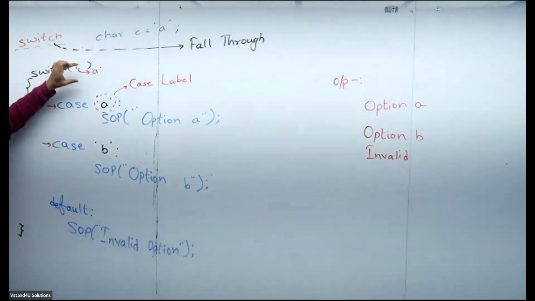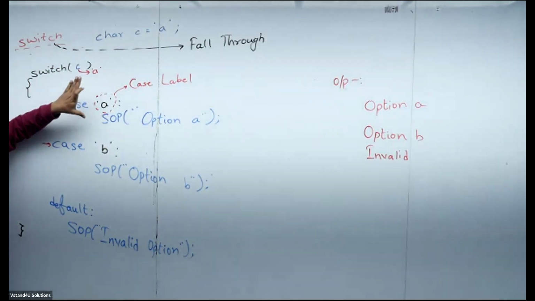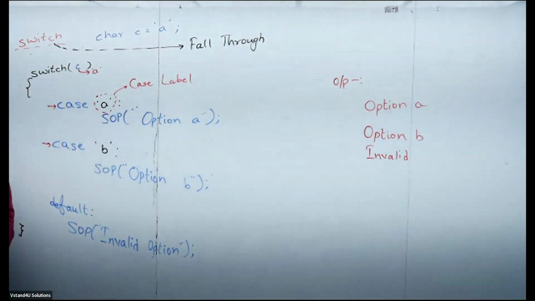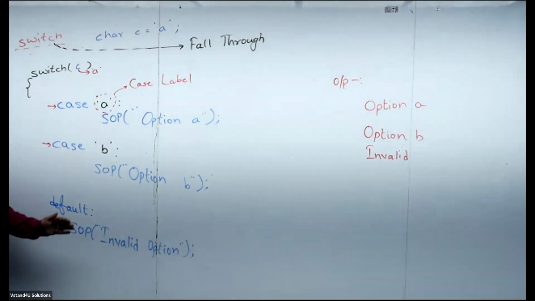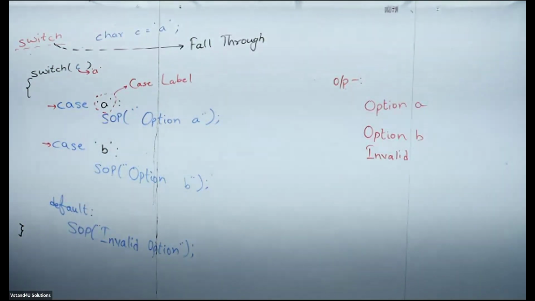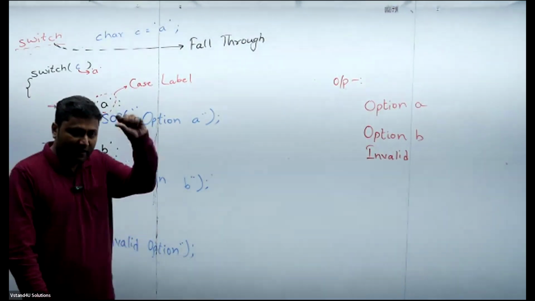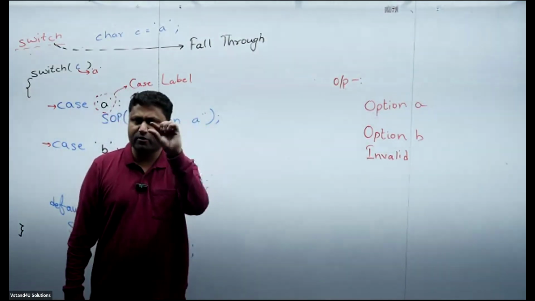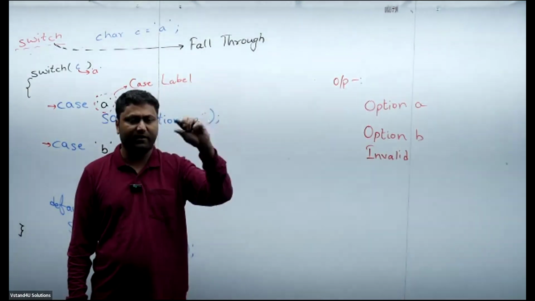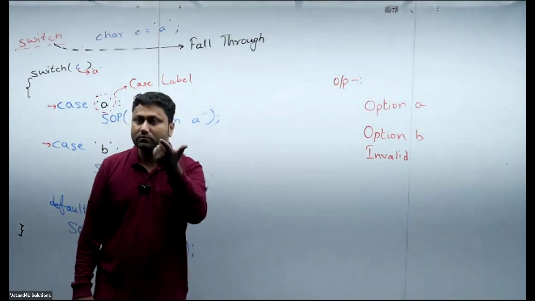What is the value? A. What is the case label value? A. Matching? Yes. If an exact match is there, from there I'll start the execution, printing the cases. In the case of if else, if the condition is true, the if part works; if else condition is true, the else part. If the condition is false, leave it. Else if the condition is false, leave it. Next, else if the condition is true, one of the parts will work.